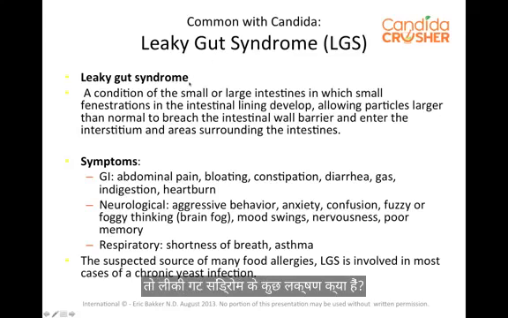So what are some symptoms of leaky gut? Well, abdominal pain, sensations of pain on the left or right hand side. Bloating, constipation, gas is a big one. Heartburn, brain fog, mood swings, nervousness, poor memory, wheezing, shortness of breath. You may recognize some of these things if you've got Candida. And once you clear this leaky gut up, you won't suffer so much from these problems anymore.